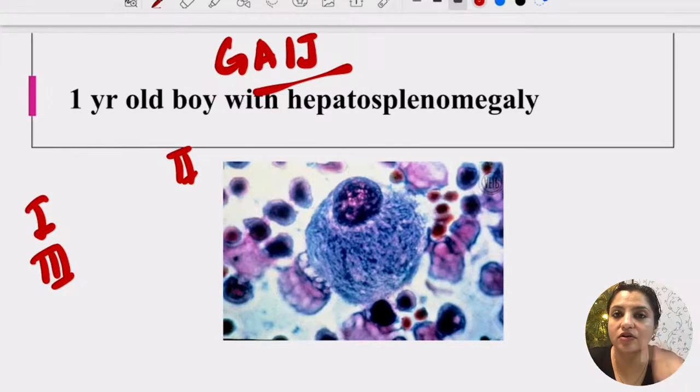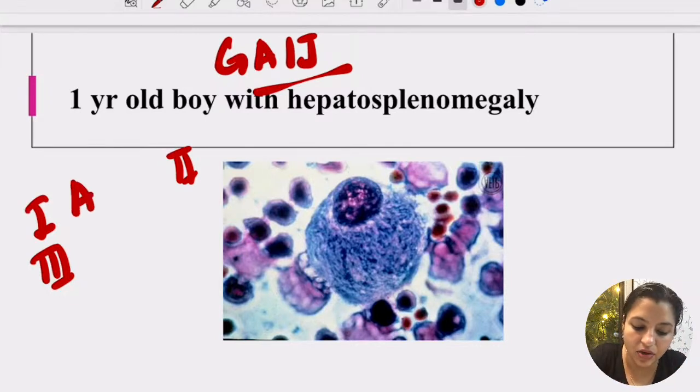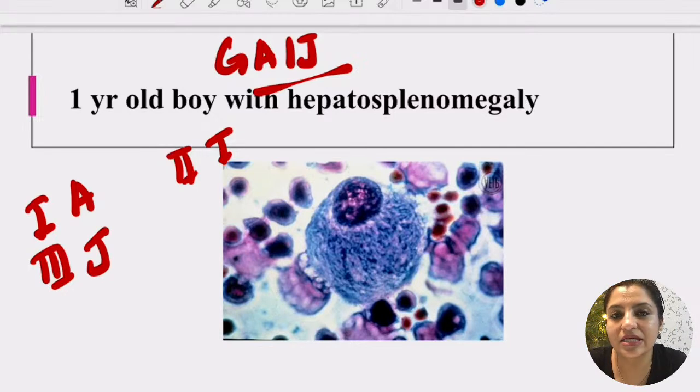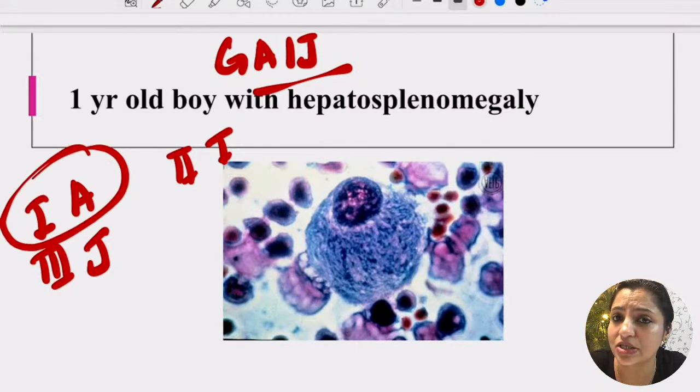So type 1 is the adult type and it does not involve the CNS, so it's non-neuropathic. Type 2 is the infantile type, so it's acute onset neuropathic, it involves the CNS. Type 3 is the juvenile type, so it is subacute neuropathic. Which is the most common type of Gaucher's? Type 1 is most common, that is adult, which does not involve the CNS. It usually presents only with hepatosplenomegaly.